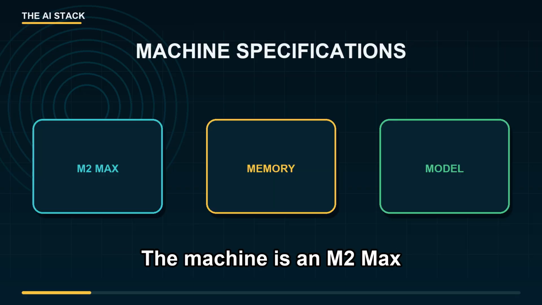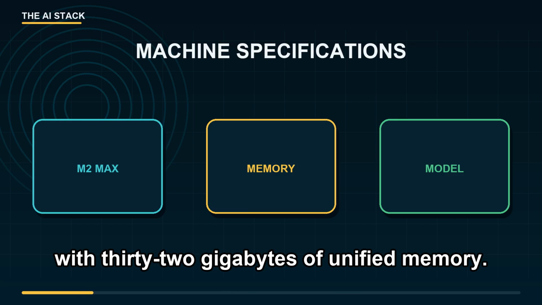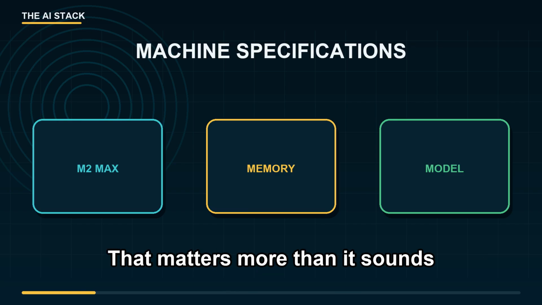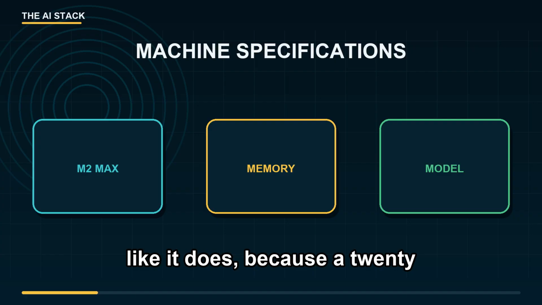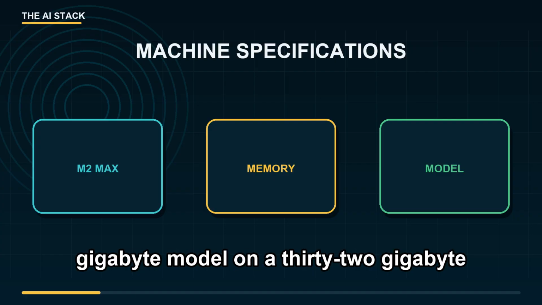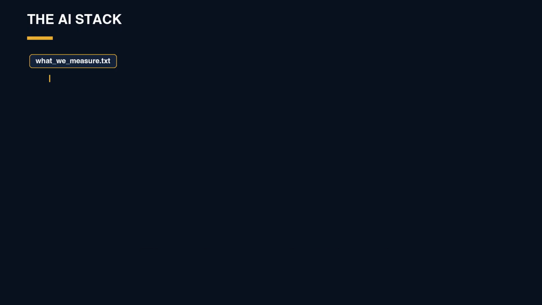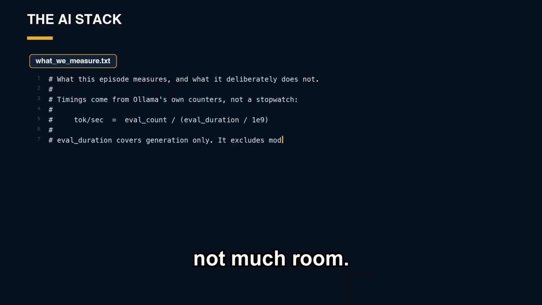The machine is an M2 Max with 32 GB of unified memory. That matters more than it sounds like it does, because a 20 GB model on a 32 GB machine is not comfortable. There is room, but there is not much room.